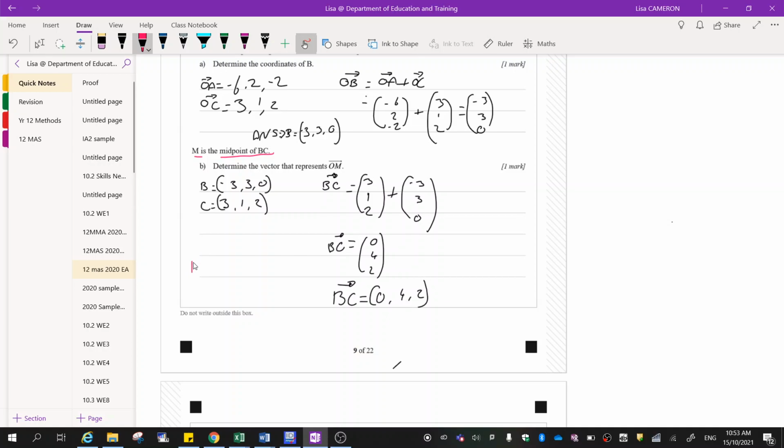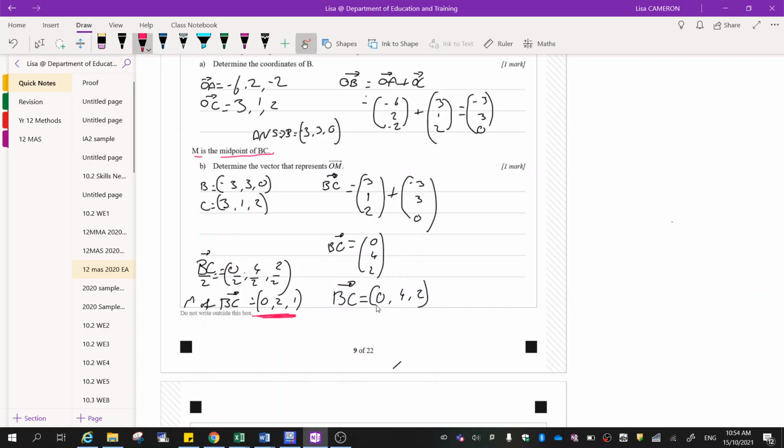But if I go back. BC over 2 is equal to 0 over 2, 4 over 2, and 2 over 2, which means the midpoint of BC, the vector BC, is equal to 0, 2, and 1. So that right there is your final answer.